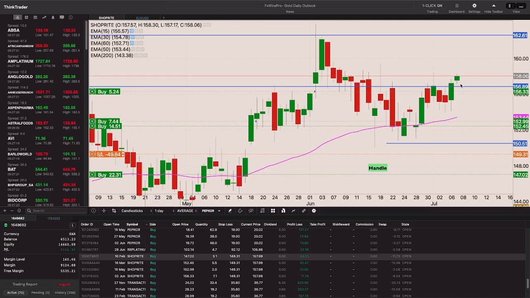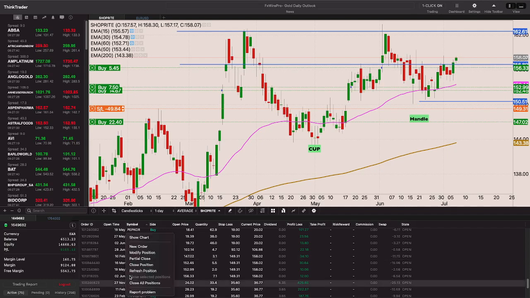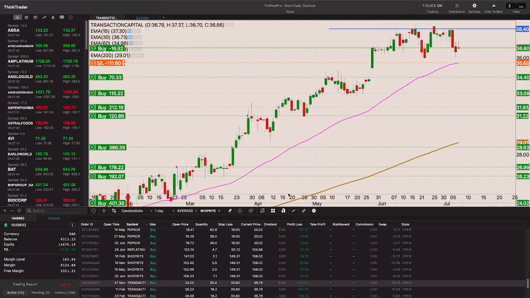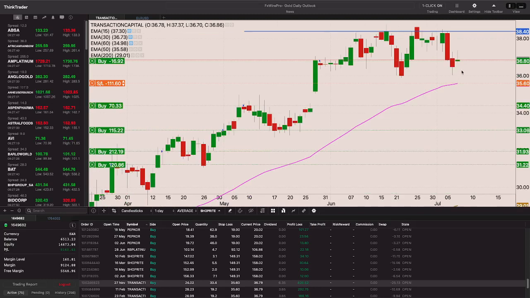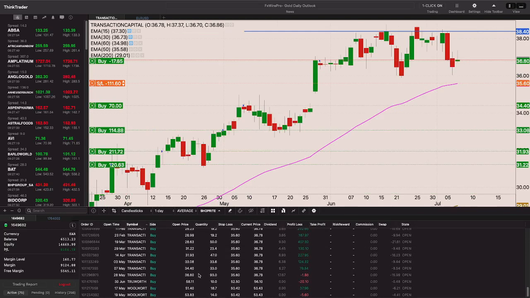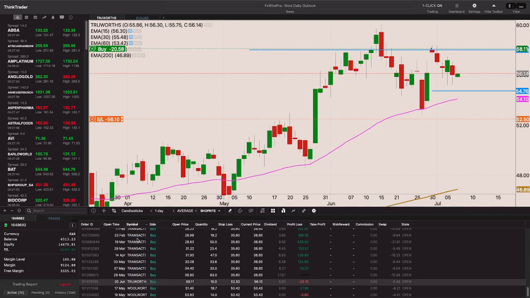That's pretty cool, with the gap and drive, but it did close that gap. But it's moving back in the direction of that gap, so that's looking fairly decent. I'm liking Shoprite quite a bit at the moment. Transaction Capital, starting the day on the green side of life. Let's see if that continues or the stock will start to fall. We'll see how the market takes care of Transaction Capital during the trading day.